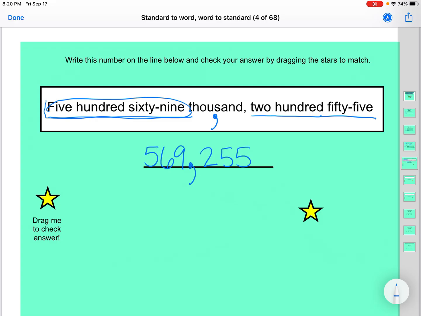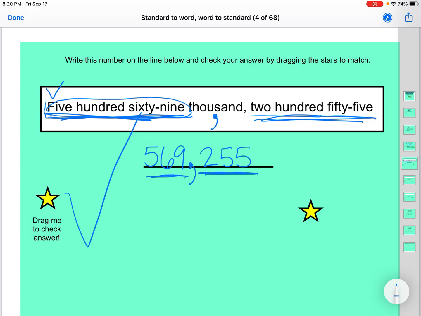I'm going to read back the number I wrote down here at the bottom and make sure it matches my words up here at the top. So, 569. My front part says 569. The back part said 255. And that's exactly what we wrote down here, 255. We're absolutely correct. Good job, guys.